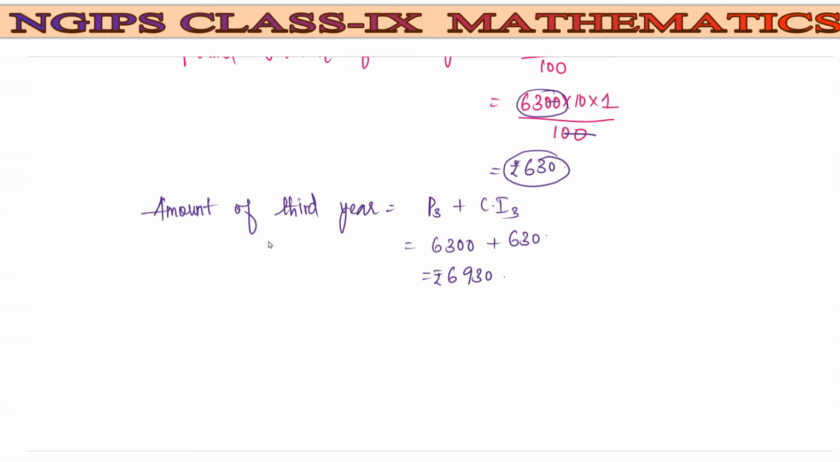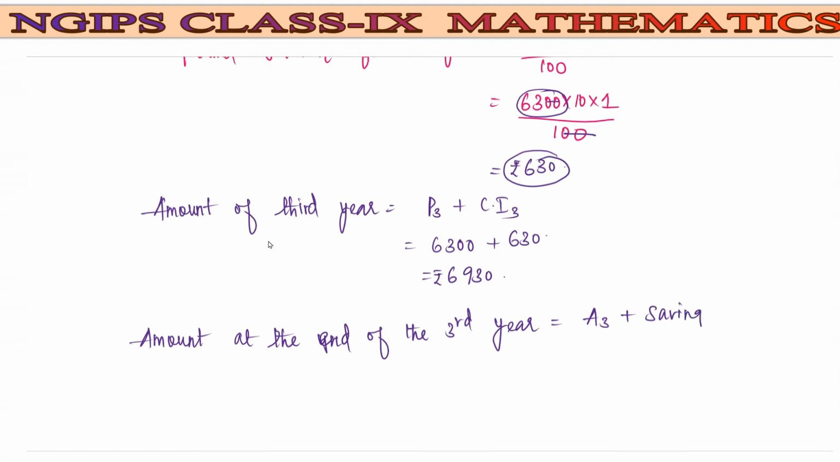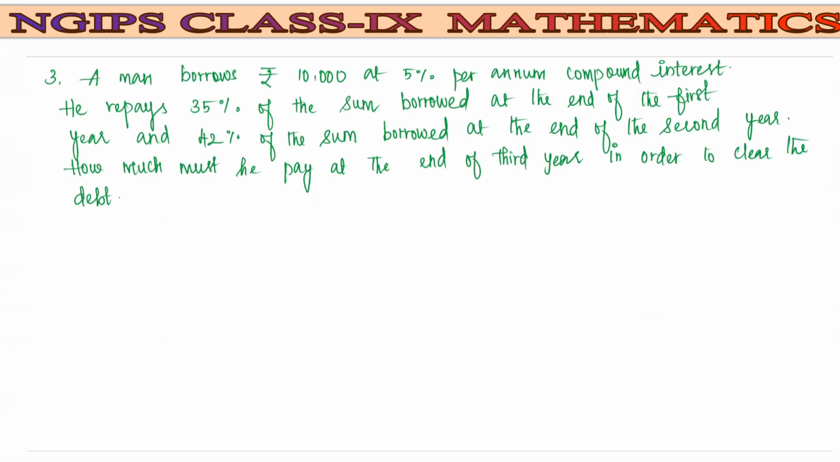Actually we need to find the amount at the end of the third year. Amount at the end of the third year is equal to amount of the third year plus savings. So here the amount is 6930 rupees plus savings, which is 3000. If we add, we get 9930 rupees. So this is the amount at the end of the third year.